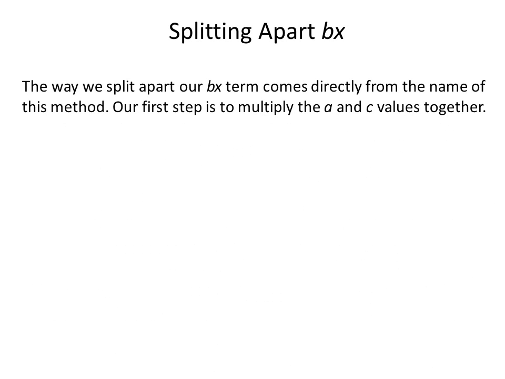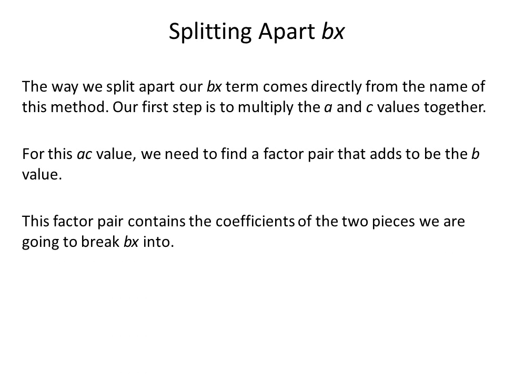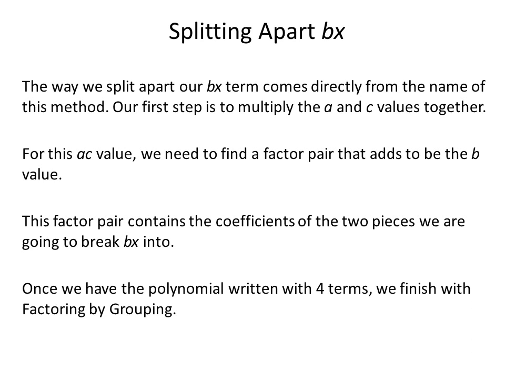To get this ready is the splitting apart of the bx term. The way we split apart our bx term comes directly from the name of this method. Our first step is to multiply the a and c values together. For this AC value, we need to find a factor pair that adds to the b value. This factor pair contains the coefficients of the two pieces we are going to break bx into. Once we have the polynomial written with 4 terms, all we have to do is finish by factoring by grouping.